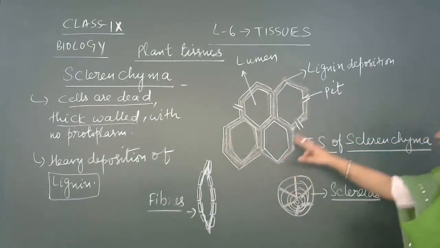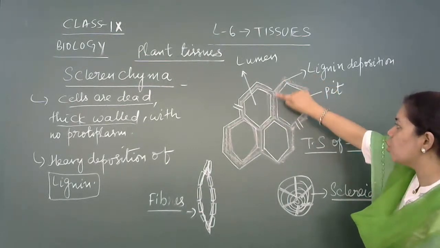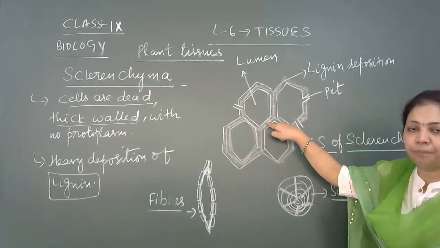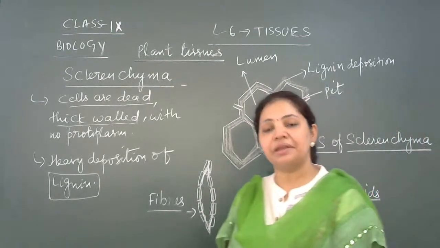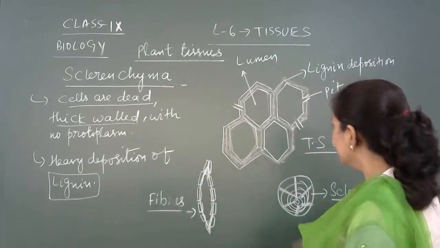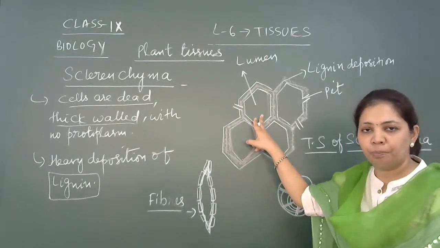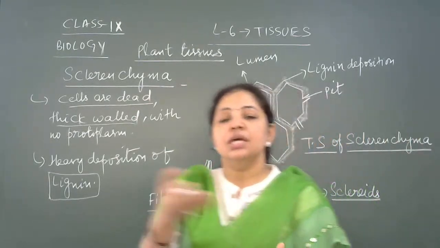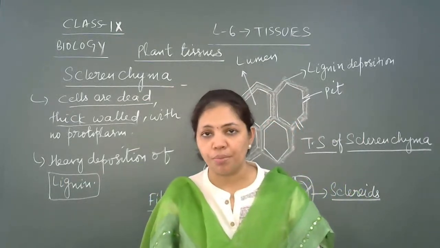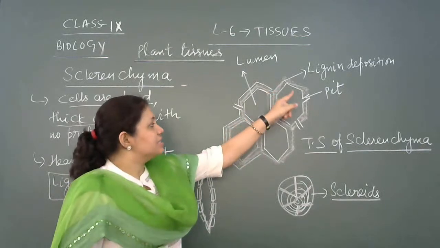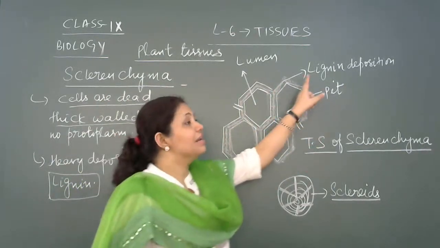The reason is that if you see the diagram here, I have shown the thickening appearance over the walls of the cells. When you look at the cells of sclerenchyma under a microscope, you see that the cells are approximately hexagonal in shape. And when you take a transverse section, the section appears as if you have taken a section from a honeycomb, right? So the cells have got a heavy deposition of a material called lignin.